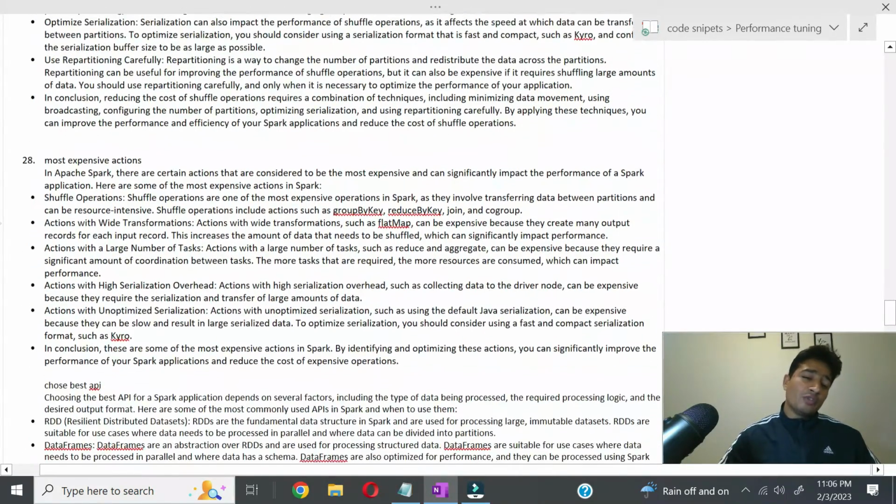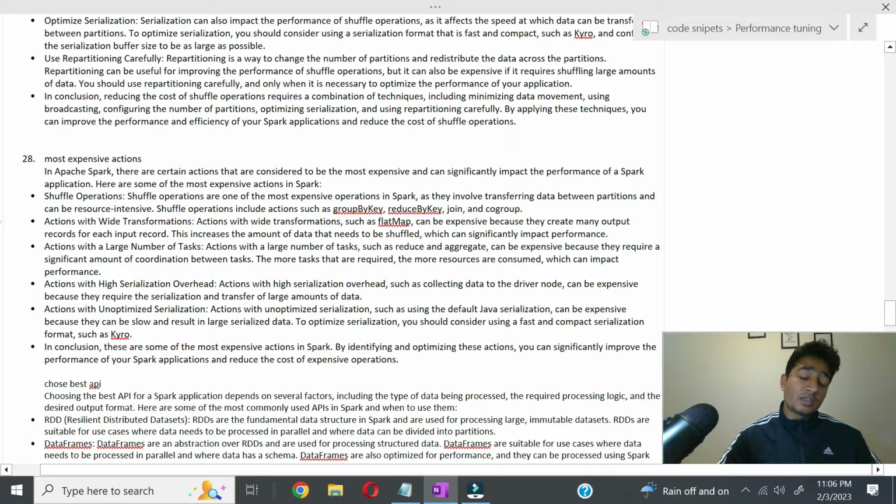Okay, if somebody asks you what are the most expensive actions, obviously there's no such expensive action, but there are expensive transformations. Any wide transformation such as group by key, reduce by key, cogroup, join, flat map, these transformations which cause shuffling are expensive ones. Simple. Actions with a large number of tasks are expensive.